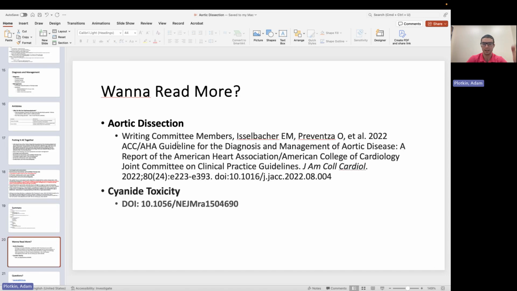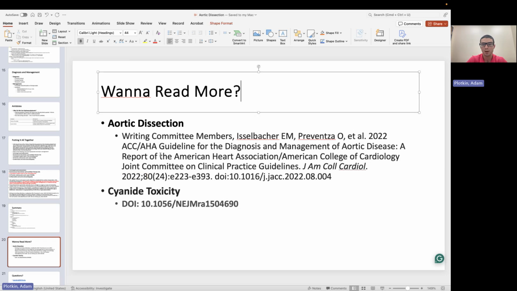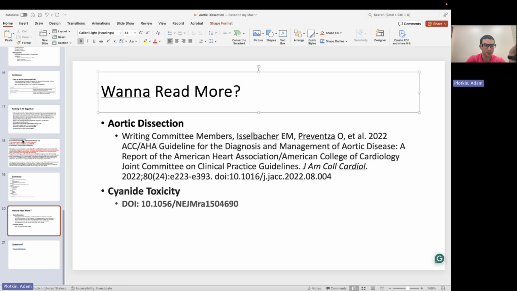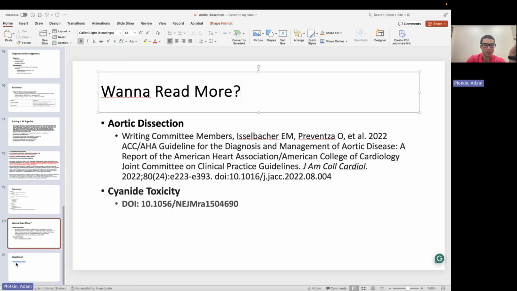So if you want to read more, here are the newer guidelines, the 2022 guidelines. That's as new as we get for aortic dissection. So you can screenshot that and throw that into Google. And if you want to read more, here's a DOI for cyanide toxicity. So I use both of these to make this lecture. So we covered literally everything you would need to know on aortic dissection in 30 minutes.